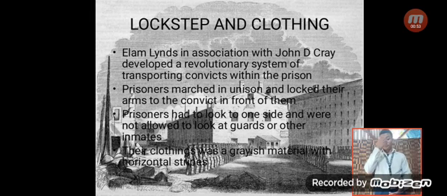So Elam Lynds, in association with John D. Cray, developed a revolutionary system of transporting convicts within the prison. The prisoners marched in unison and locked their arms to the convict in front of them. The prisoner had to look to one side and was not allowed to look at guards or other inmates. The clothing at the prison was grayish material with horizontal stripes. So next slide.